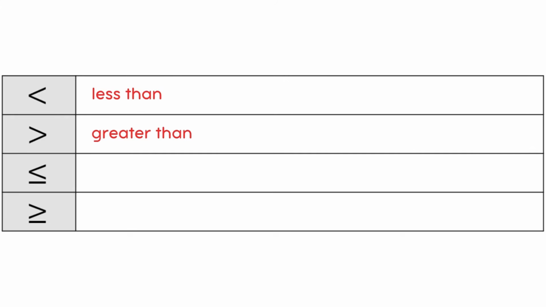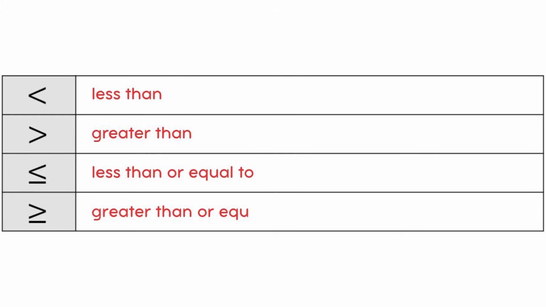Let's look at the next one. When reading from left to right, this is less than or equal to. It has a dash underneath that less than sign. So when you see that, this is an or statement. So the number that is on the left is less than or equal to the number that is on the right. Okay, the next one, when reading from left to right, it is greater than or equal to. The number that is on the left is greater than or equal to the number that is on the right.